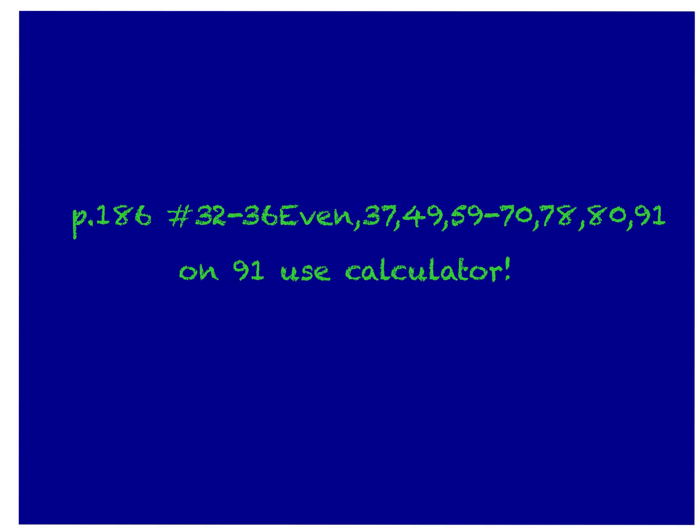Numbers 32 through 36, even 37, 49. 59 through 70 is going from an F graph to an F prime graph again, because that's going to come up soon.